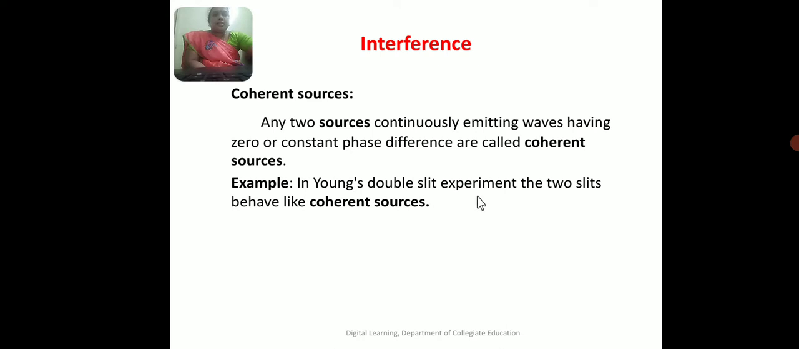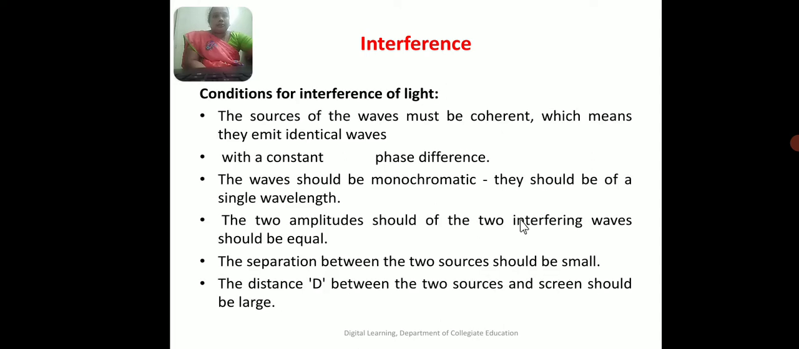For example, in Young's double slit experiment, the two slits behave like coherent sources. In Young's double slit experiment, one source is used and that source emits light rays in all directions, and all those rays are made to pass through two slits, two thin narrow gaps. Whatever light emerges out from the two slits is nothing but coherent sources.